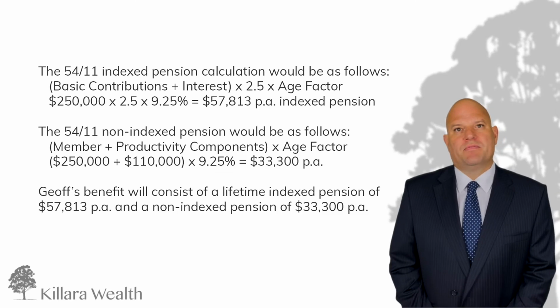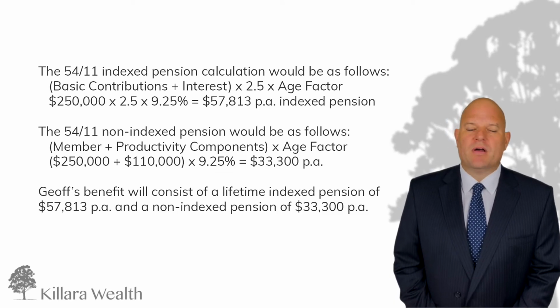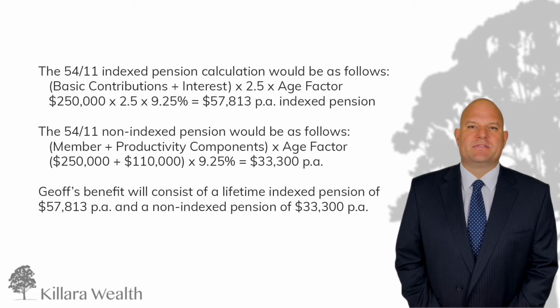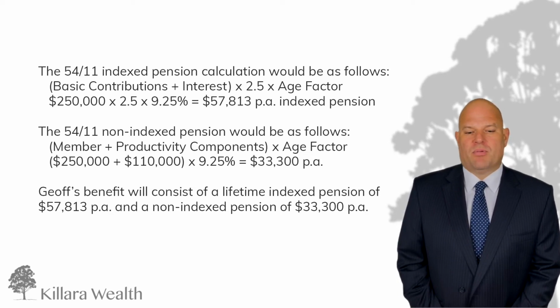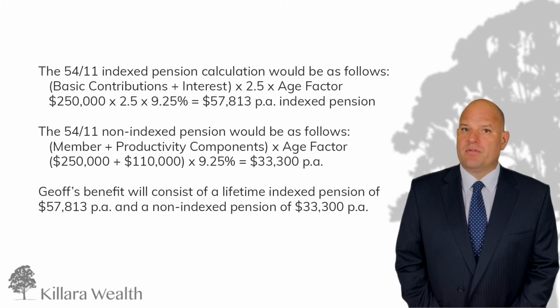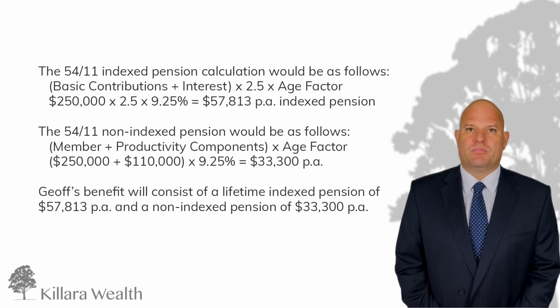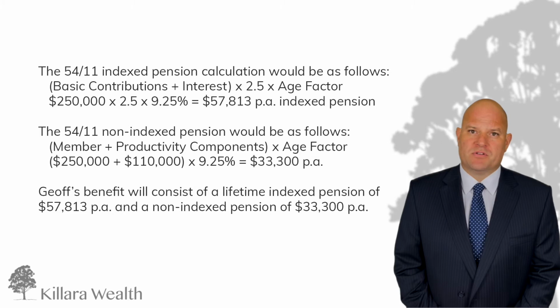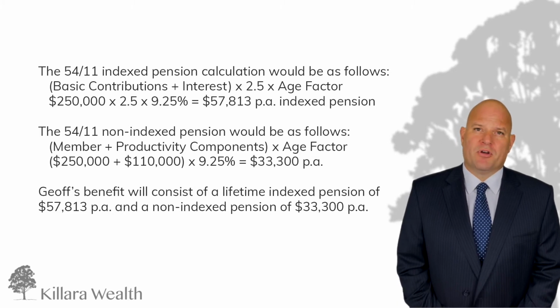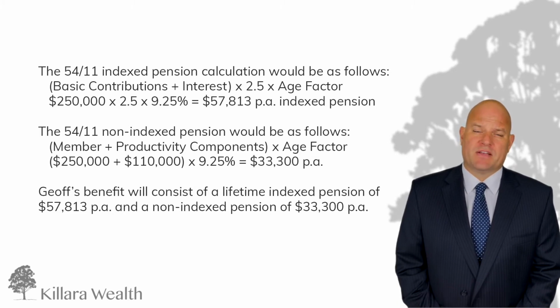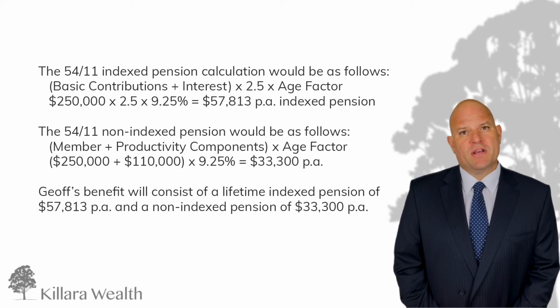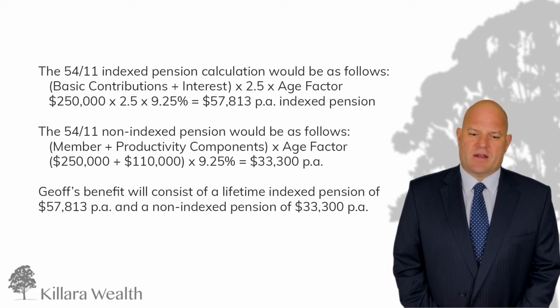Now let's look at the 5411 benefit calculation. For the lifetime index pension, this is Geoff's member component multiplied by 2.5 multiplied by an age factor. So $250,000 multiplied by 2.5 multiplied by 9.25% provides him with a lifetime index pension of $57,813 per annum. The 5411 non-index pension would be calculated as follows.